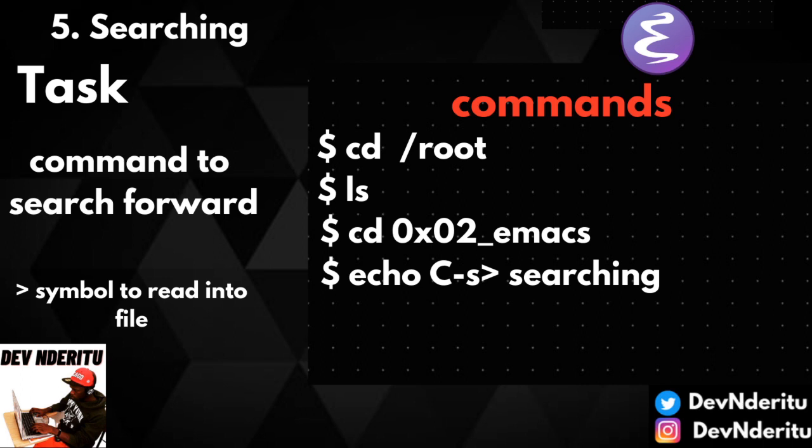So the commands, you can just type in cd space, then you root. This will change the directory to root. You do an ls, you'll be able to list the contents of the root directory. Then you change the directory to the Emacs one which you created earlier, 0x02 underscore Emacs. Then echo, an inbuilt Linux command that prints out arguments as standard output. I will just keep repeating the echoes so that it can make sense.